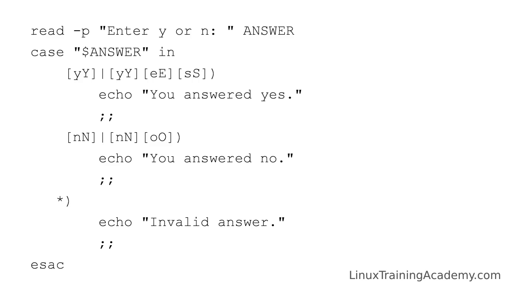That pattern is 3 characters in length and is comprised of 3 character classes. The first character class is a lowercase and uppercase y. The second is a lowercase e and uppercase E. And the third character class is a lowercase s and an uppercase S. We use the exact same concept to match for N or no as an answer. The last pattern is a star, so it will match anything that did not match the above patterns.